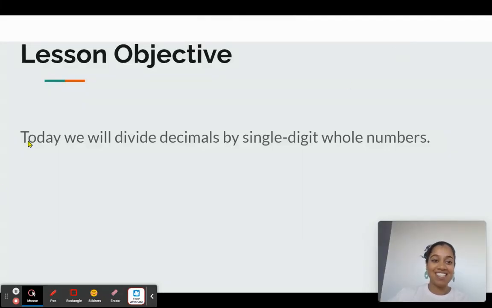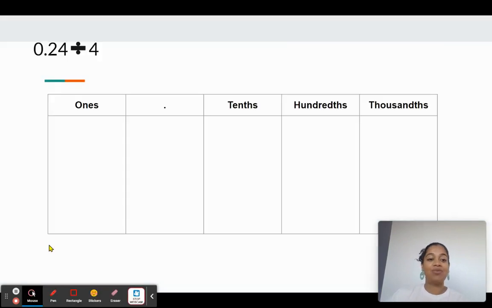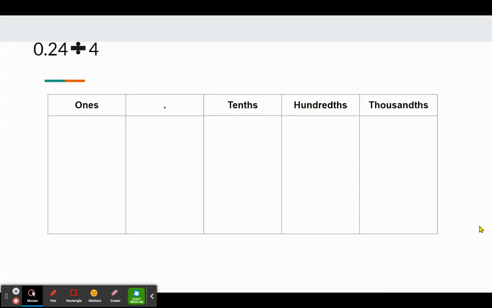Let's go ahead and go over today's lesson objective. So today we will divide decimals by a single digit whole number. All right, now let's go ahead and dive right in. I'm going to close out my camera so we have more room to work.